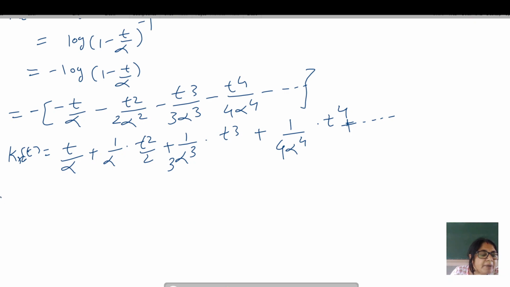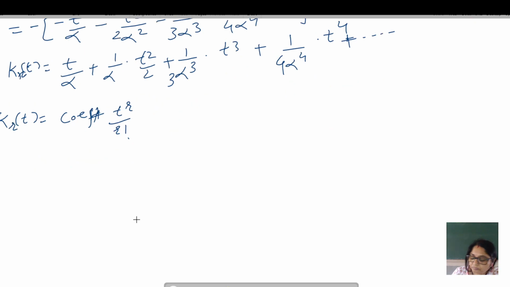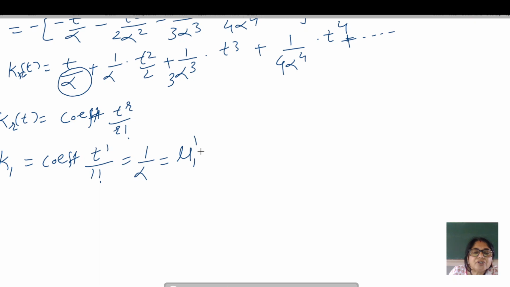And the cumulant Kr you will get as the coefficient of t to the power r upon r factorial, right? So we'll find out now the first cumulant. K1 is equal to the coefficient of t to the power 1 upon 1 factorial, and that will be equal to 1 by alpha, right? So it is equal to 1 by alpha, which is nothing but mu1 dash, and it is nothing but the mean of the distribution.